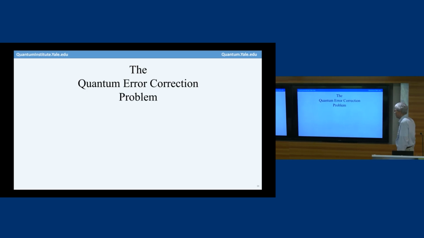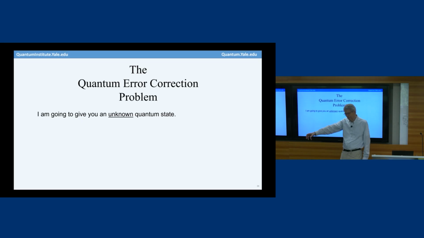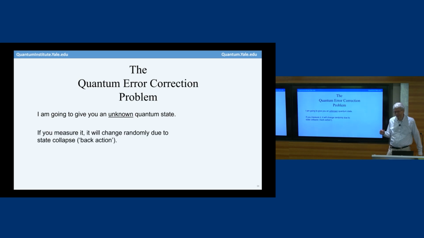Okay, so here's the error correction problem in a nutshell. I'm going to give you a qubit in an unknown quantum state. I'm going to pluck it out of the middle of my quantum computer. It's in some weird superposition state. It's probably entangled with 130 other qubits in my processor. I have no idea what the state is. If you measure it to see what state it's in, the state will collapse to whatever it is you see, right? If you measure, are you in 0 or 1, it will come back and say, I'm in 0 or I'm in 1. And the state has changed in a way that you can't tell.